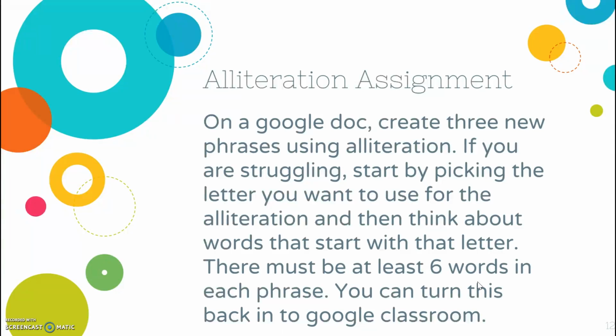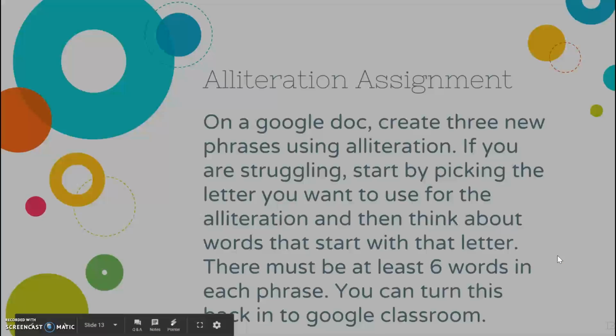One really good brainstorm technique that you could use for this is the web. So in the center of your web, you would put the letter you want to use, and then in the stems coming off of the letter, you could put different words that start with that letter to make an alliteration phrase. Okay? There must be at least 6 words in each phrase. Okay? And you can turn this back in on Google Classroom.